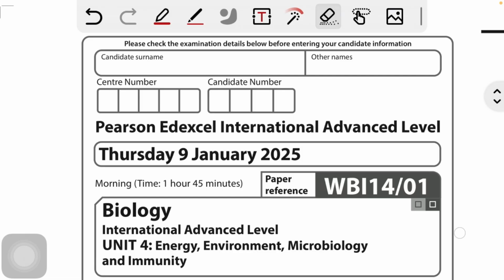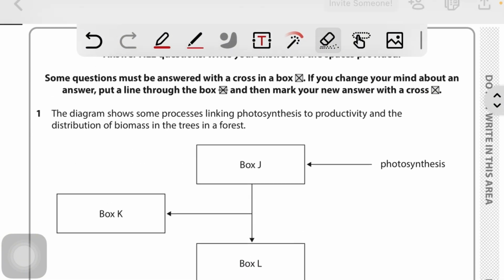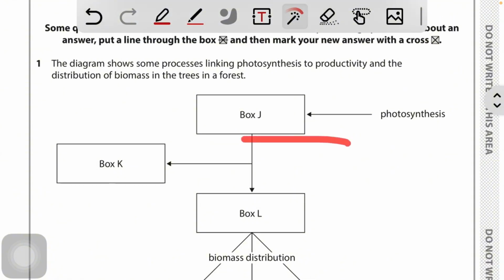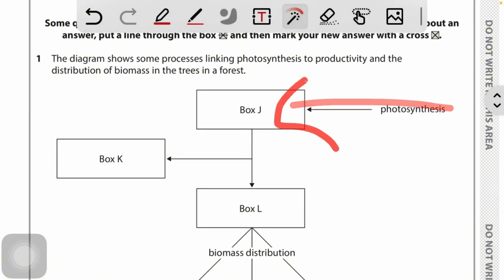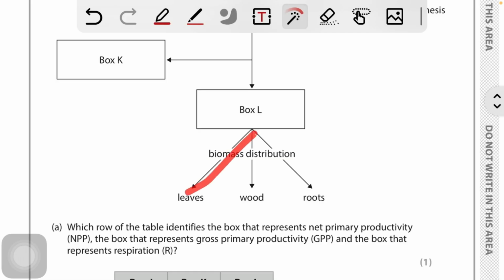So let's get started. Question number 1. The diagram shows some processes linking photosynthesis to productivity and the distribution of biomass in the trees in a forest. This is box J, K, and L. And photosynthesis is happening in box J. Biomass distribution shows leaves, wood, and roots. Okay, now let's see the question.